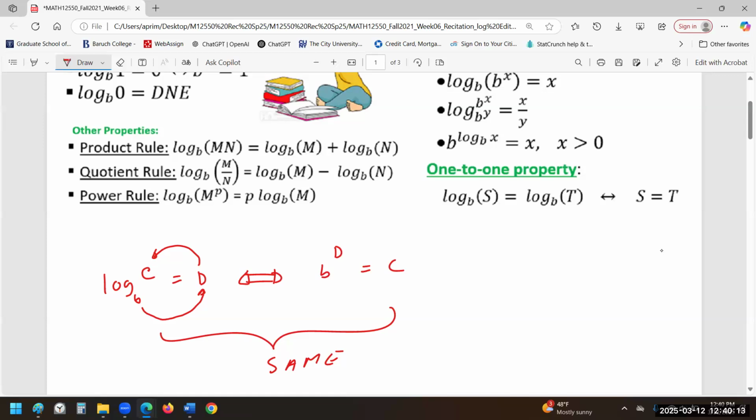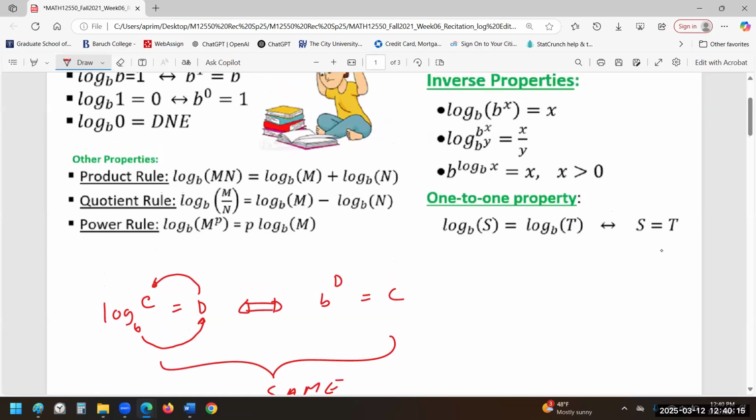Okay. So you may wonder, why do we care? Well, we care because we don't know how to work with log all the time. Sometimes we get stuck in the middle of a log problem. So the only way we can get out of the problem is to convert log into exponential.